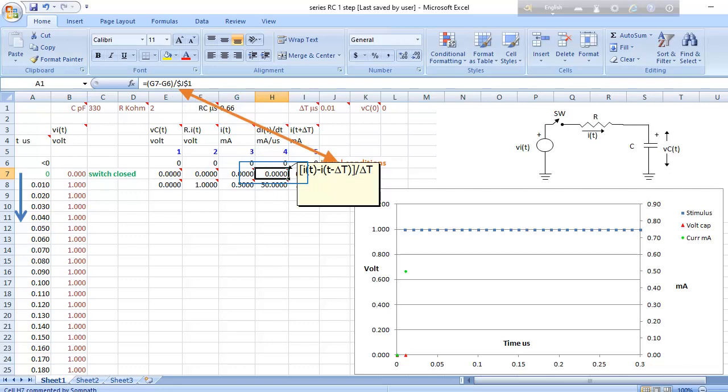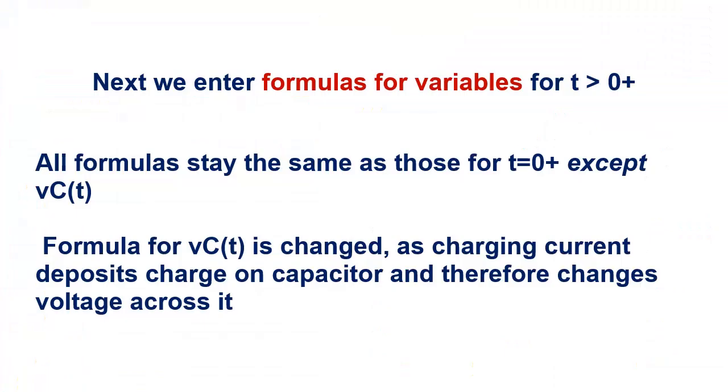Time derivative of current is obtained by taking the difference of present value of current and previous value of current, then dividing by delta t. Current at next instant of time is calculated by using Taylor series and neglecting higher order terms. Now we consider the formulas for t greater than 0 plus.